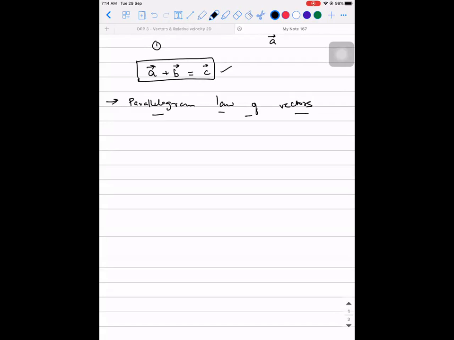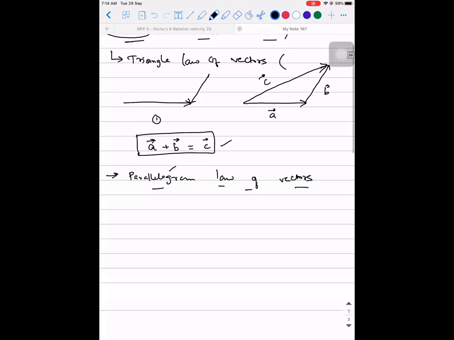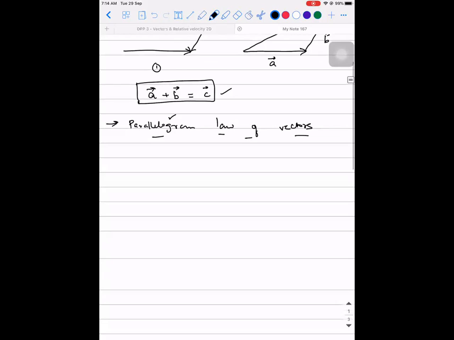So when will you apply the parallelogram law? If a question is given, when will you know you are supposed to apply the parallelogram law? When will you know we are supposed to apply the triangle law? Sir, if two vectors arise from the same point. Yes. So what is the technical name of those vectors? Two vectors starting from the same point are called co-initial.